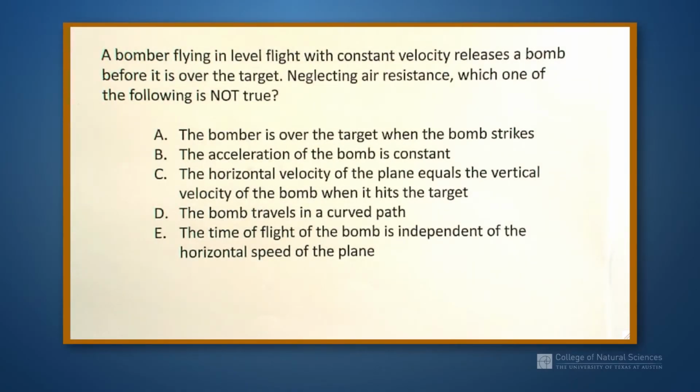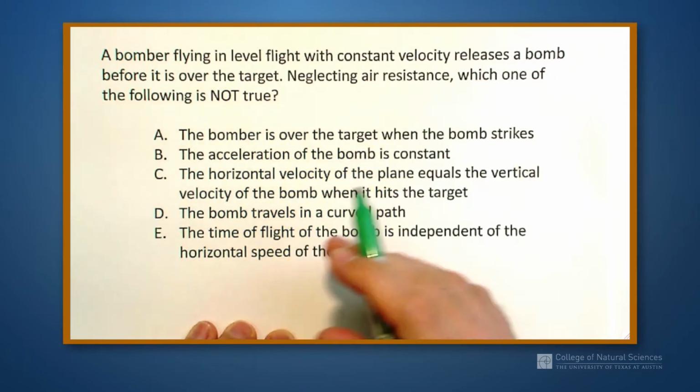So this question says that a bomber is flying in level flight with constant velocity and releases a bomb before it's over its target. Neglecting air resistance, which of the following is not true? So let's look at our 5 answers and go through them one at a time. First question says that the bomber is over the target when the bomb strikes.